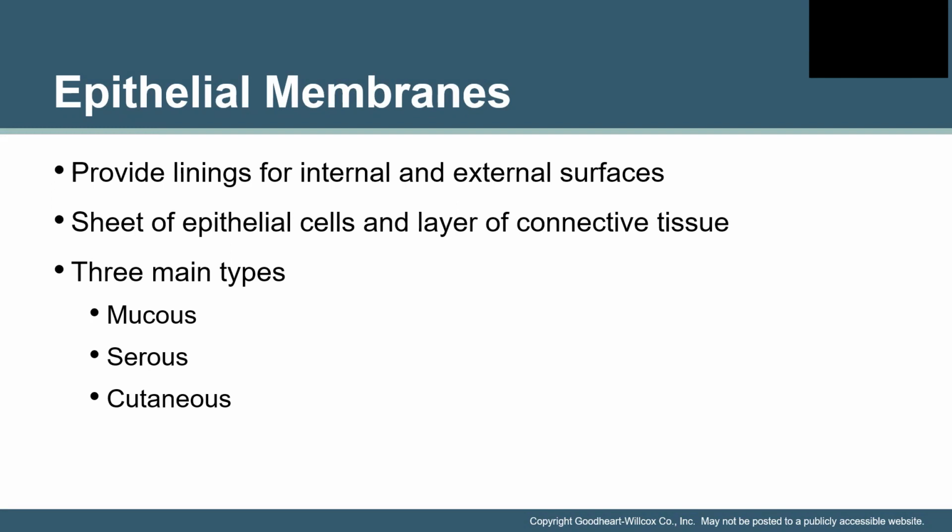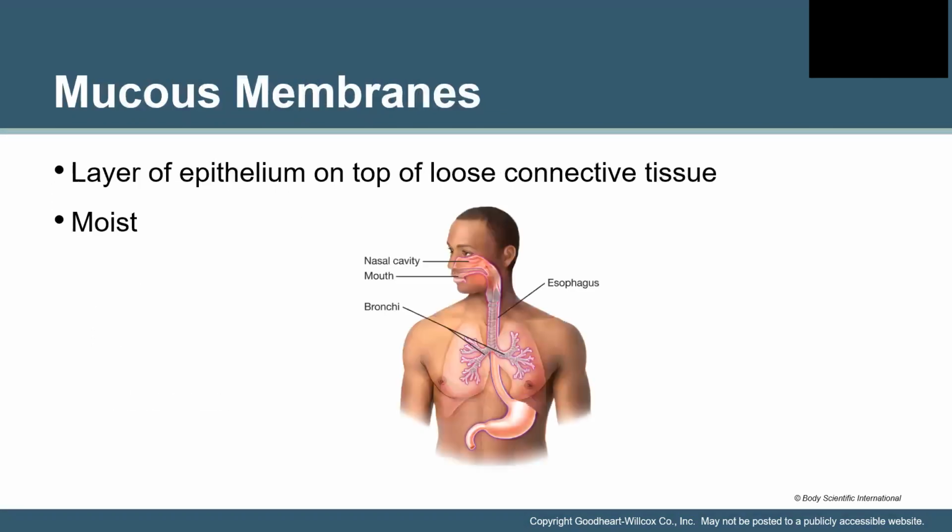We will find in an epithelial membrane that we will have this layer or sheet of epithelial cells, which will form the tissue, and then it will have a layer of connective tissue that it's anchored to. We have three main types of epithelial membranes, and they are mucous membranes, serous membranes, and cutaneous membranes.